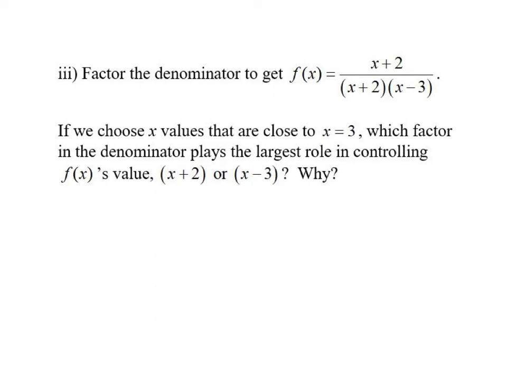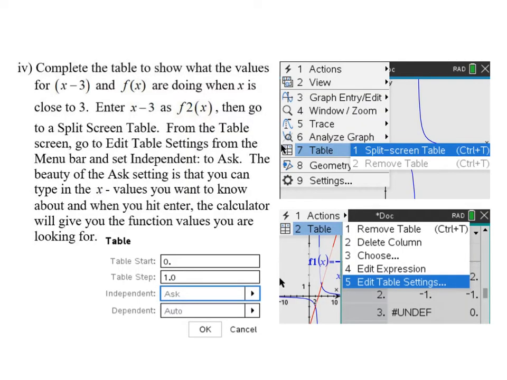Let's check it out. There's a table on your sheet that we would like to fill out by using the calculator to get some values. So we want to get some values for that factor that's in the denominator, x minus 3, as well as the function. So go ahead and enter x minus 3 as f2 of x, and then you're going to go to a split screen table. You can access that by hitting your menu button and going down to table, and then it'll give you the option of split screen table.